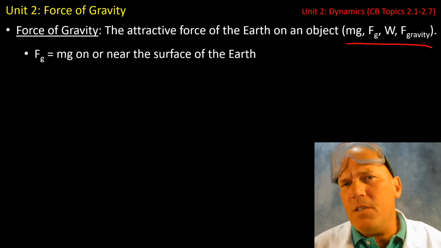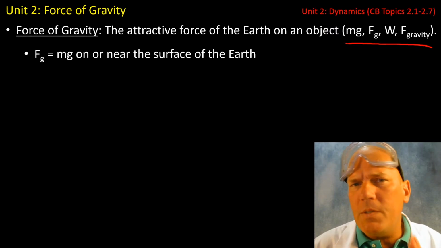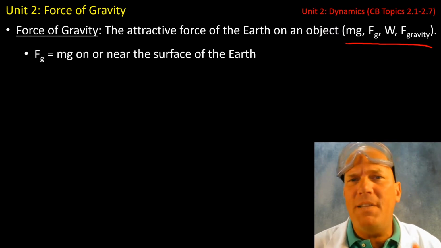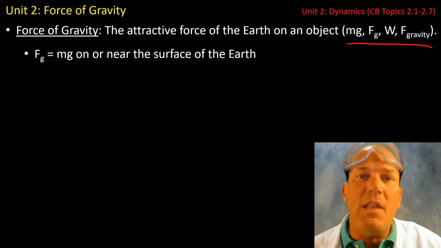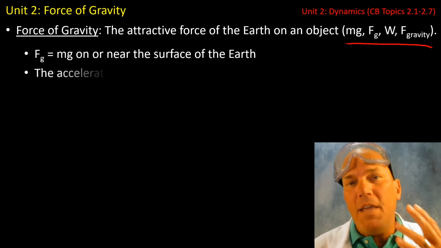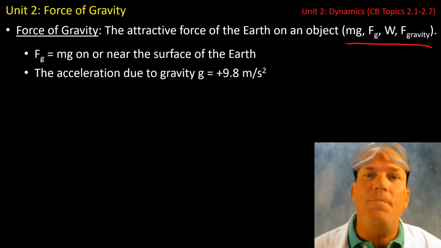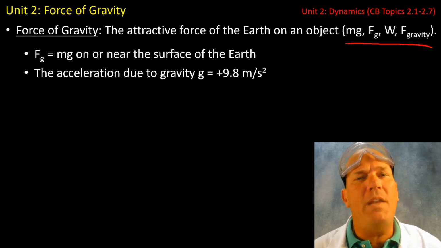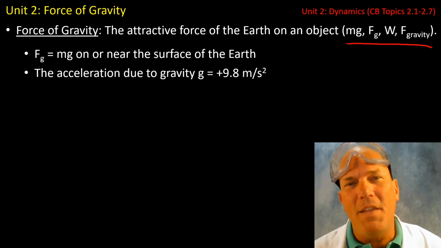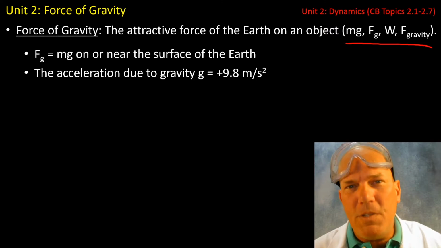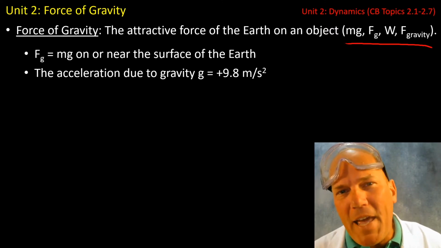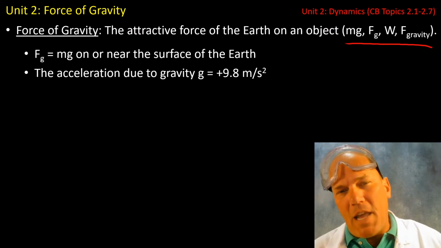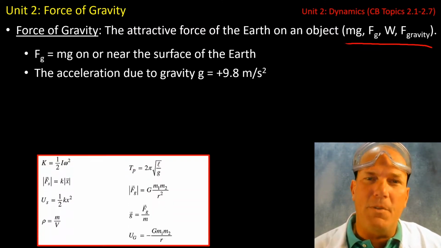Now, on or near the surface of the Earth, the force of gravity can be calculated by taking the mass of the object and multiplying it by the acceleration due to gravity. And the acceleration due to gravity is positive 9.8 meters per second squared. Now, to simplify calculations, as you already know, we will typically use 10 meters per second squared, while in lab, we will typically use 9.8 meters per second squared.